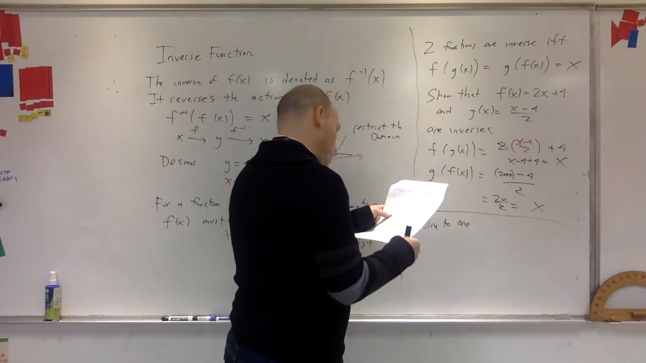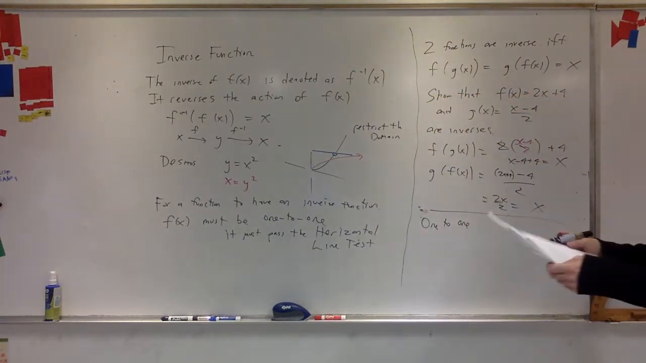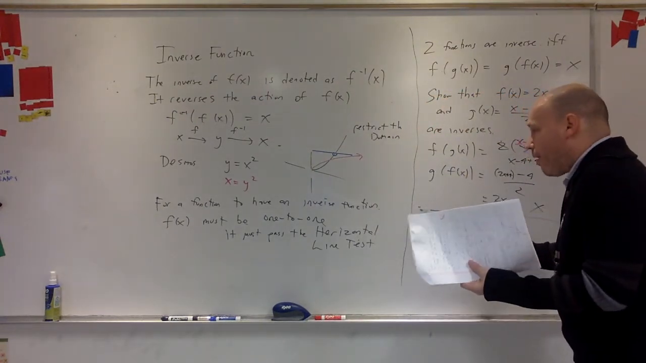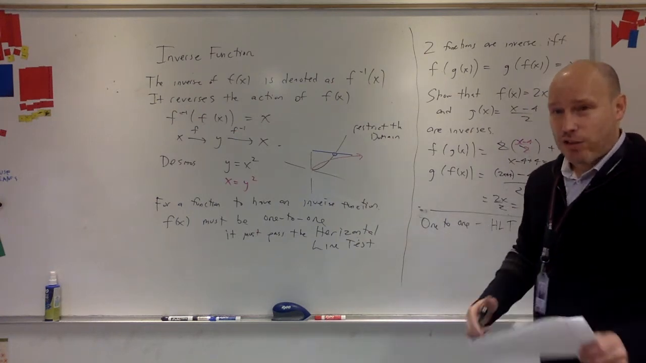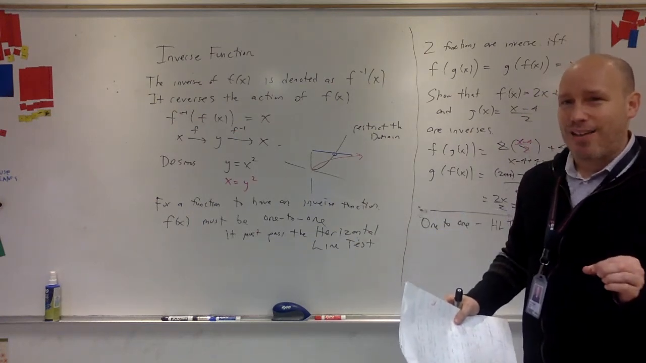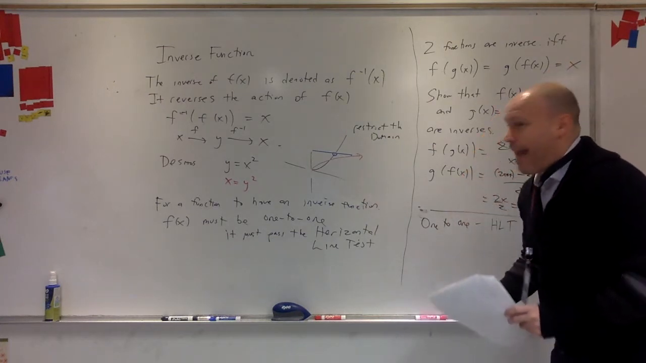One-to-one. The idea is, let's take a couple of functions. Well, we already looked at the criteria. It's the horizontal line test. If it passes the horizontal line test, then it has an inverse.